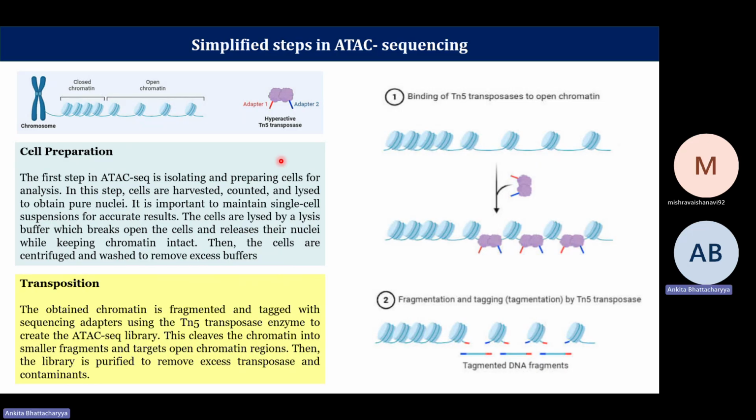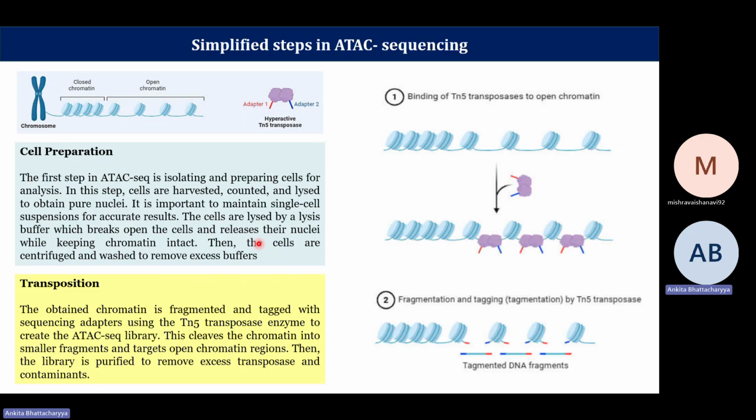Now, when you start ATAC-seq, how do you prepare your sample? First step, you have to harvest your cells, count them, lyse them, and finally obtain pure nuclei. And it is extremely crucial to maintain single cell suspension. You do not want any clumping, as that can potentially skew your results. Then the cells are lysed by a lysis buffer that releases the nuclei while keeping the chromatin intact. Then you can centrifuge, wash excess buffers, and finally have only your cell lysate.